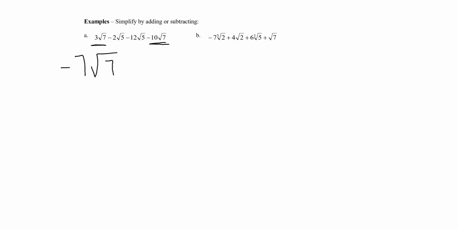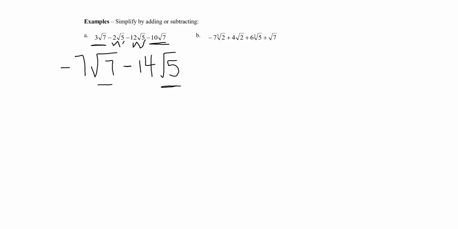And then next, what I'm going to do is look at my radicals with the 5 as the radicand. I have negative 2 square root 5 minus 12 square root 5, which is going to give me a negative 14 square root 5. And that is our final answer there, because I can't do anything. I have the square root of 7, I have the square root of 5, so there's nothing that I can do to combine them.